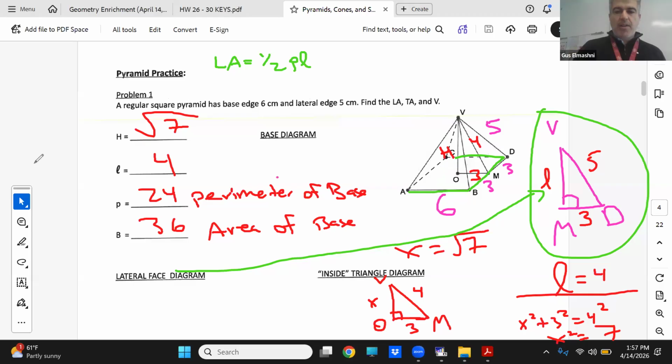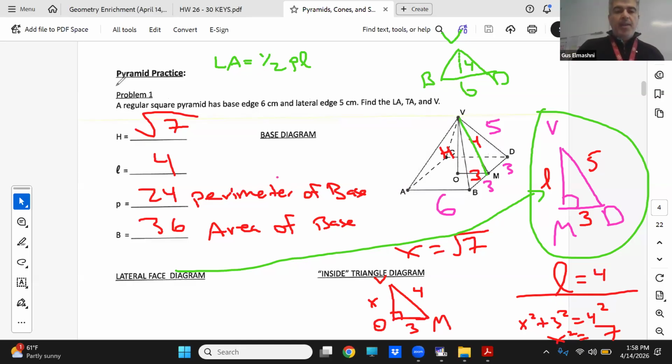Let's just talk it out. One of these triangles here, let's look at VBD. What's the length of BD? 6. And what's the height of that triangle, which we call the slant height because it's slanted? 4. What's the area of that triangle? How many triangles do I have? So 48, right? 12 times 4 is 48.